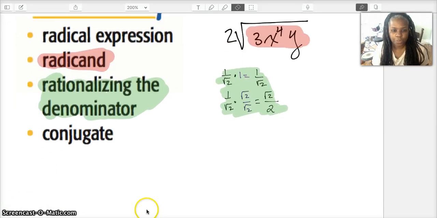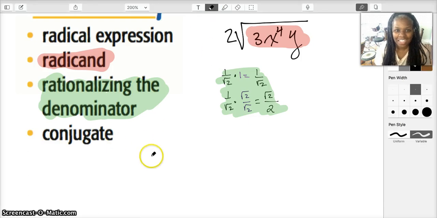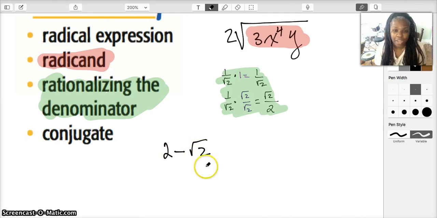The next phrase that we're going to talk about, or the next vocabulary term, is conjugate. And conjugate, usually the word that I hear after is pair. Conjugate, in terms of radicals, have a very special relationship with a radical number. So let's say I had like 2 minus the square root of 2. This is a radical expression, an expression that has a radical in it. 2 minus the square root of 2 is a radical.